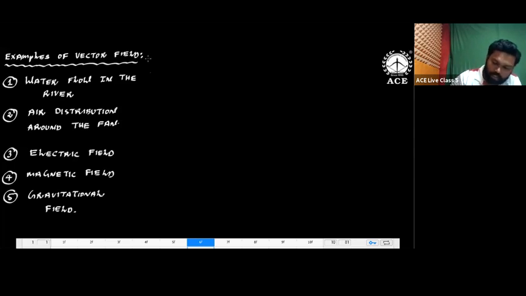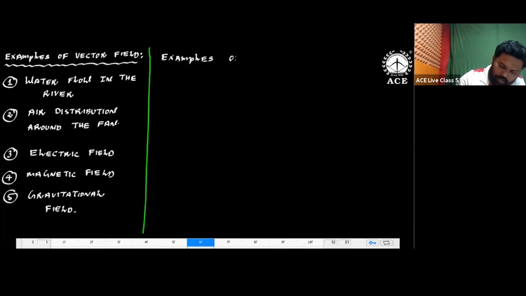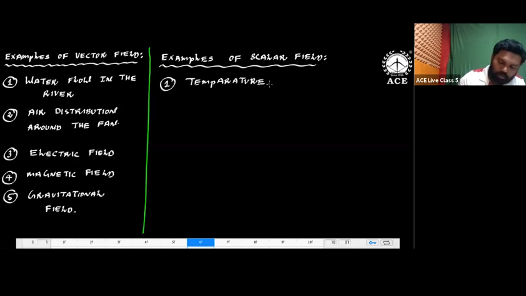Now observe here. Then what are the examples of scalar fields? Number 1, temperature, isn't it? Temperature distribution, how the temperature is distributed in our living room, or how the temperature is distributed in the mountain region, whatever it may be.